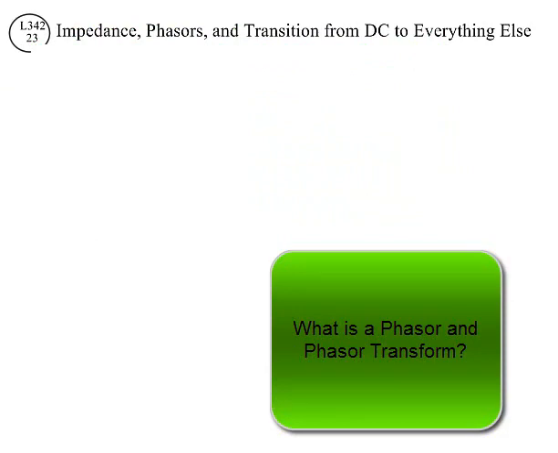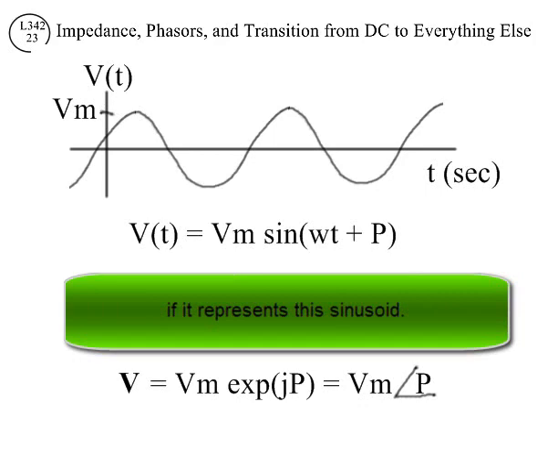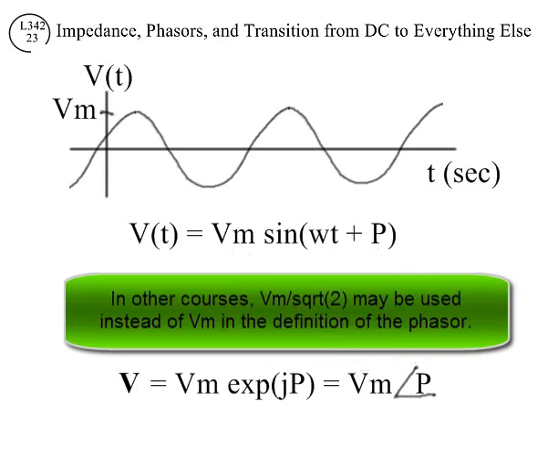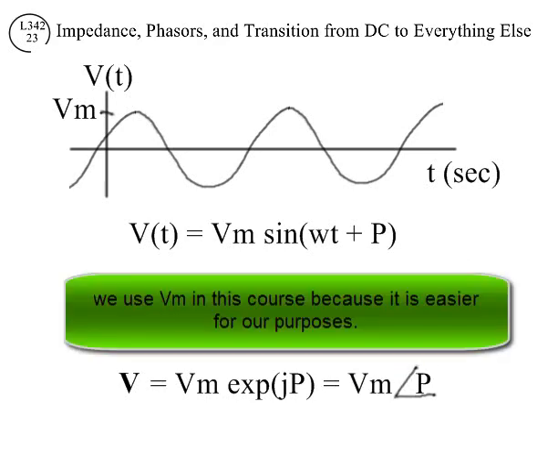What is a phasor and phasor transform? This complex number in polar form is a phasor if it represents the sinusoid with amplitude Vm and phase shift P. In other courses, Vm over the square root of 2 may be used instead of Vm in the definition of the phasor. We use Vm in this course because it's easier for our purposes.